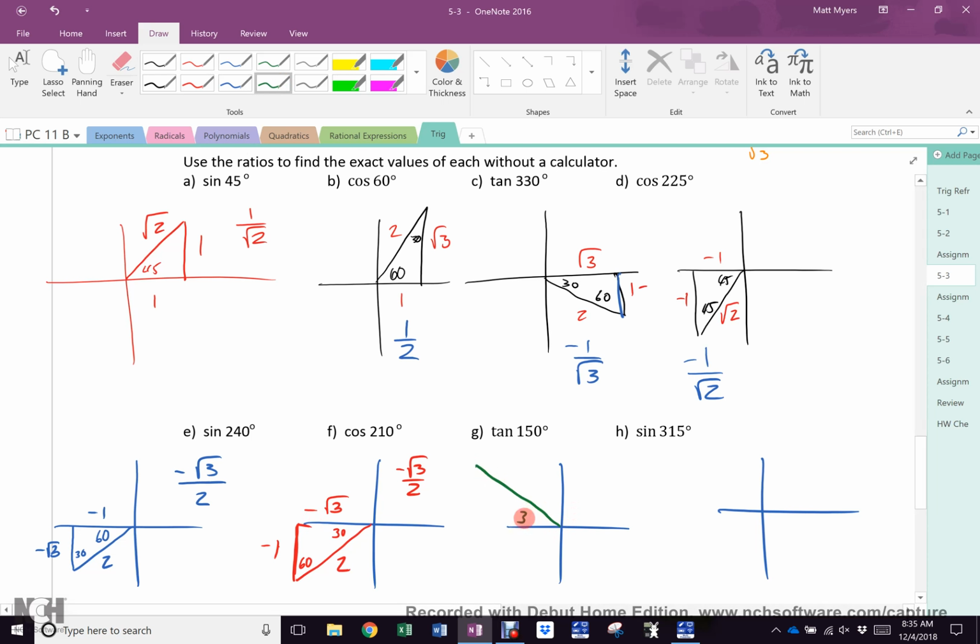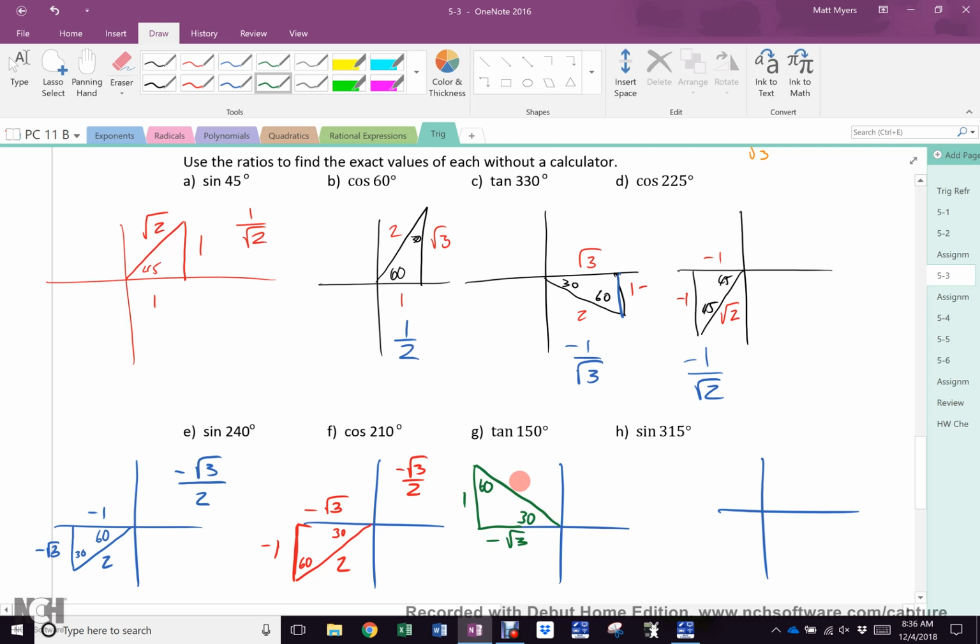30, where it always is. That makes this 60. What does that make this across from 30? 1. Is it positive or negative? Negative. The 1 is positive, but the root 3 is negative. What is this one? Root 3, negative. Why? Because it goes left.